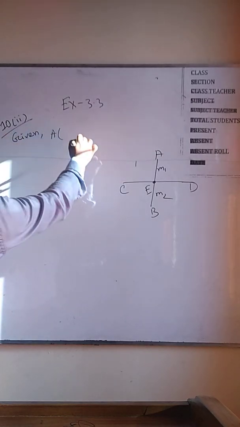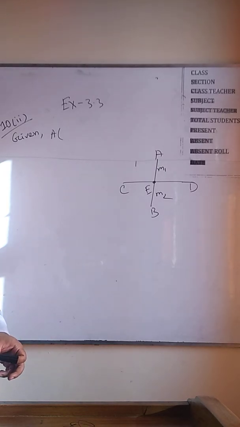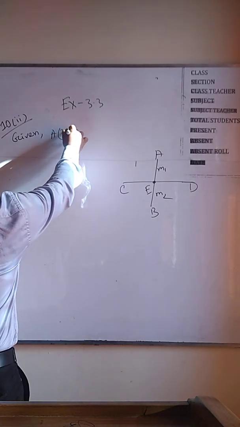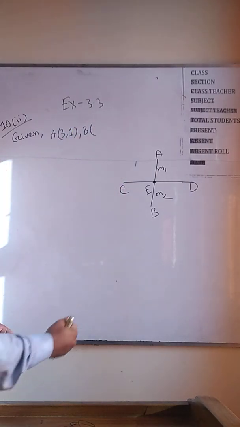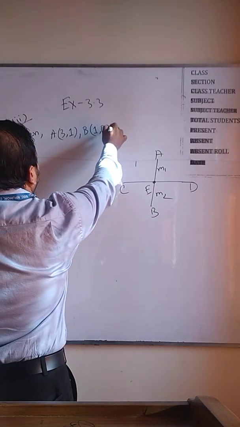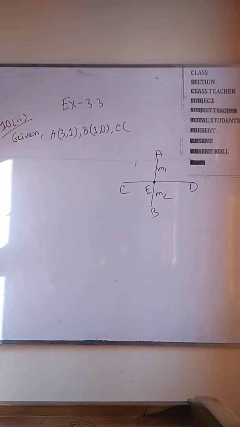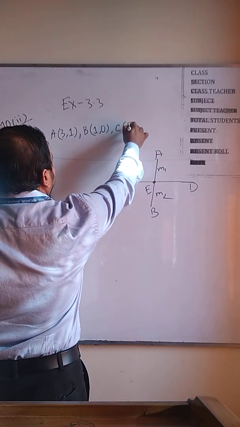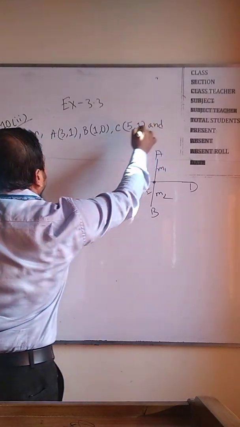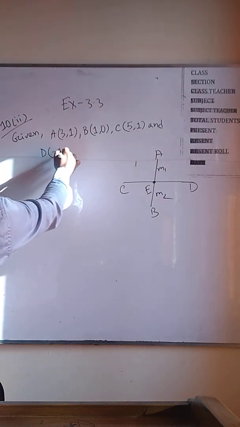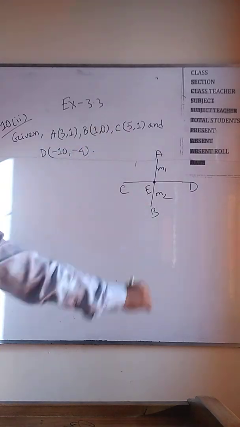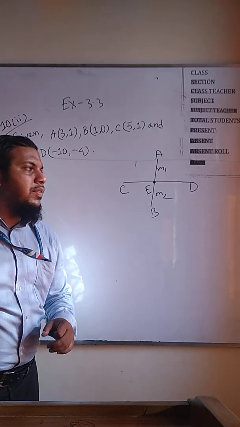The four points are given. A is (3, 1), B is (1, 0), C is (5, 1), and D is (-10, -4). So these four points are given.